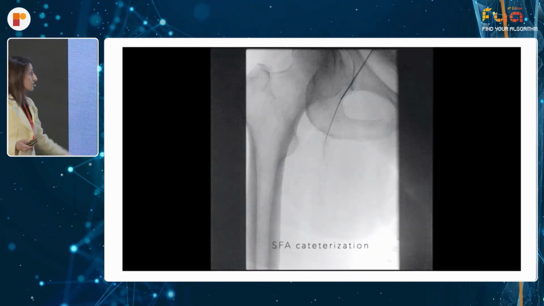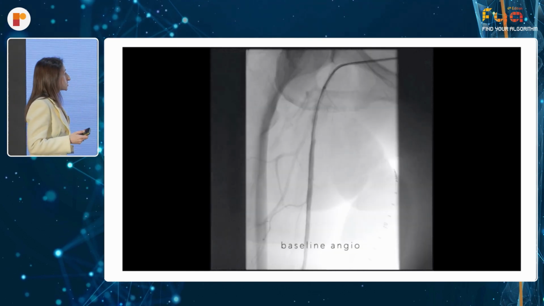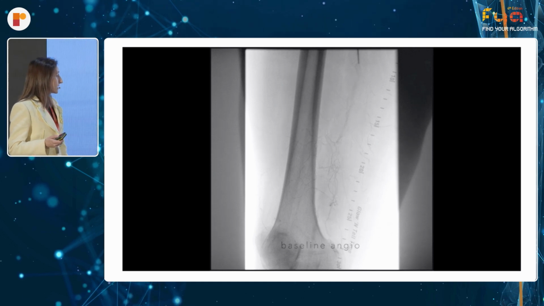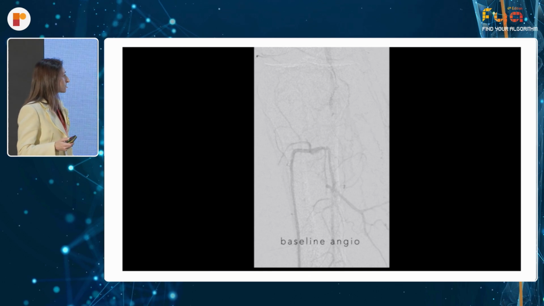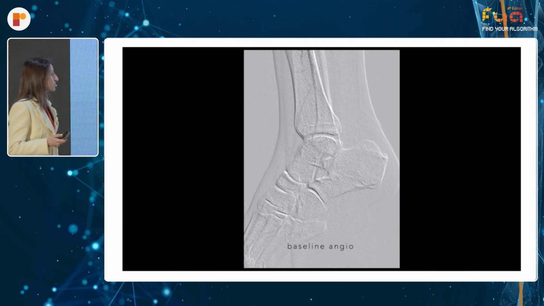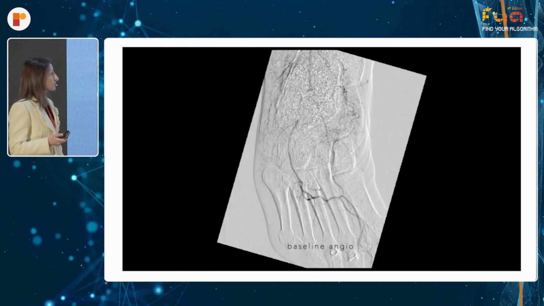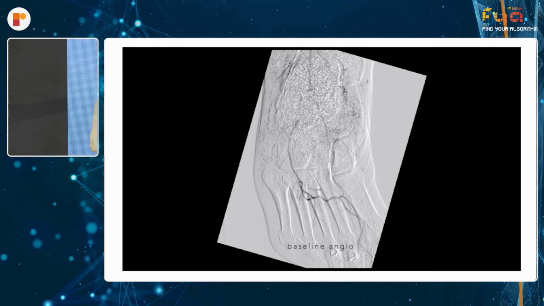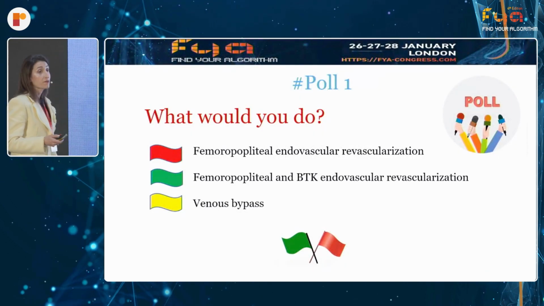We performed this antegrade ultrasound-guided access, SFA catheterization, and this was the baseline angio: superficial femoral artery patent with distal occlusion, reconstitution at the level of P2, occlusion at the level of P3. The runoff vessels were the anterior tibial artery occluded at the distal segment, and the peroneal with an occlusion. This was the runoff at the level of the foot, reconstitution at the level of dorsalis pedis with a patent arch, as you can see, and an occlusion of the tarsal artery.